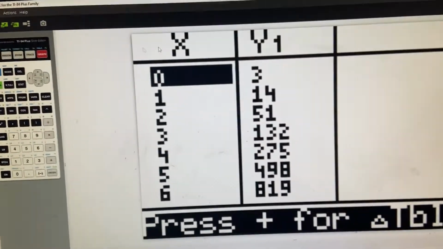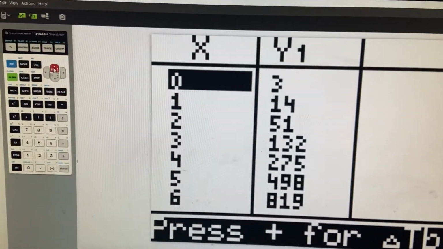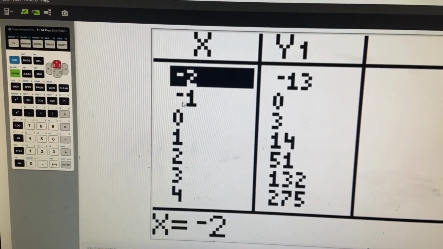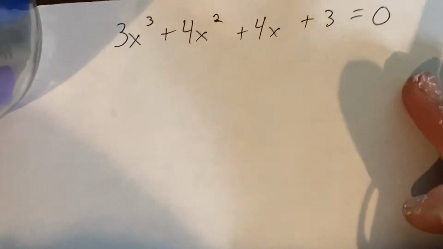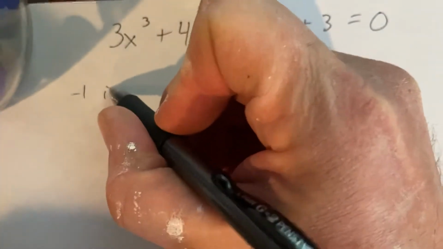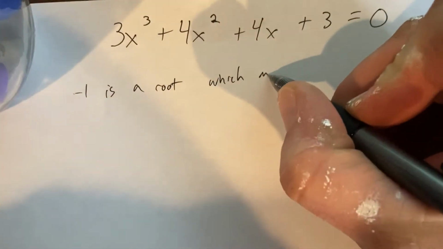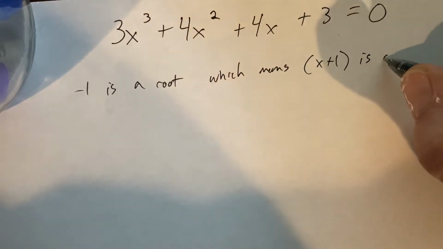Pull up the table. We're looking for places where y is equal to 0, because that'll tell us that we have a 0 or a root. And there it is right there. Right there at -1, we have a y value of 0. So -1 is one of our roots. So that gets us started. -1 is a root, which means x plus 1 is a factor.